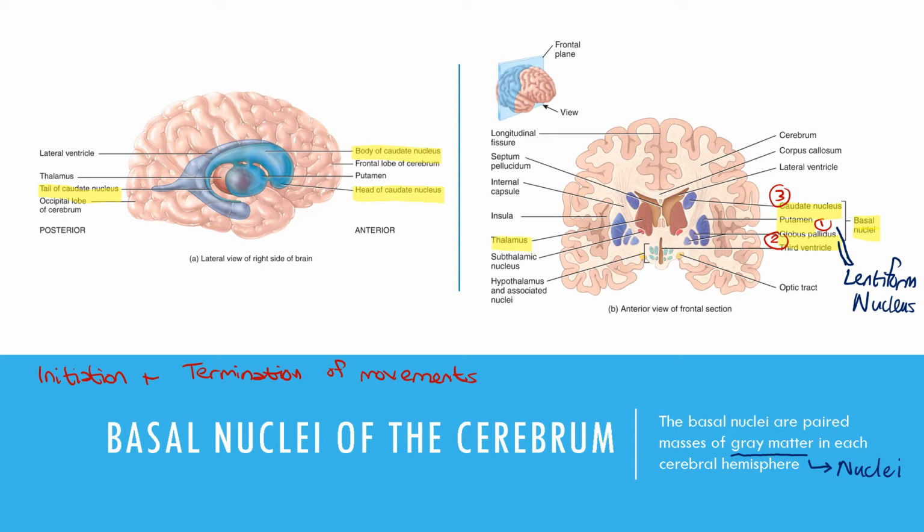The basal nuclei also help to control subconscious contraction of skeletal muscles. Examples would be automatic arm swings when you walk, or true laughter in response to a joke. So we'll also put this in here: control of subconscious contraction of skeletal muscles. Because remember, those basal nuclei are masses of gray matter, which are cell bodies and dendrites of neurons.